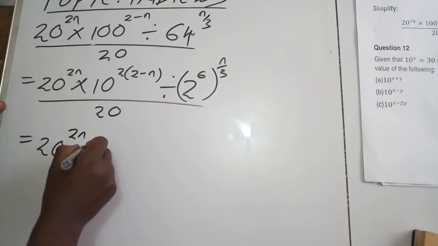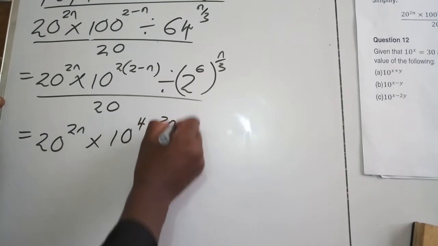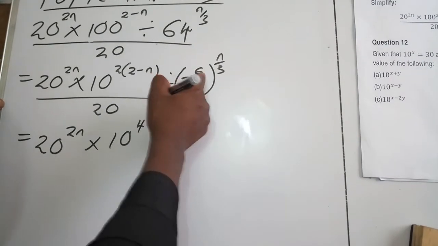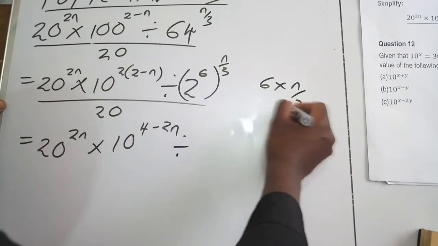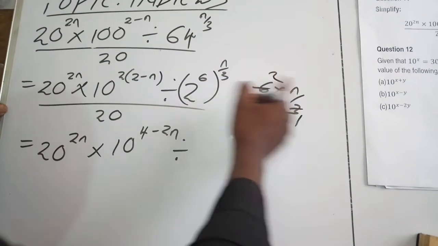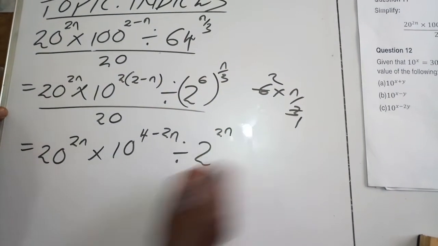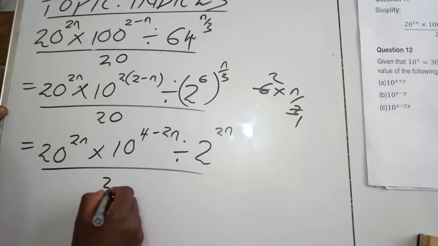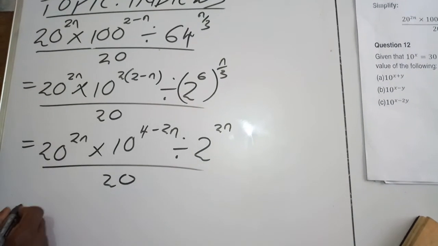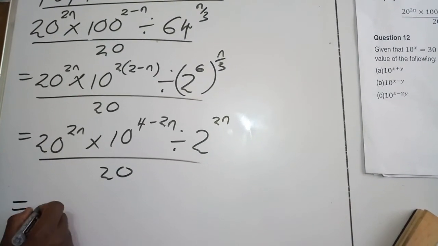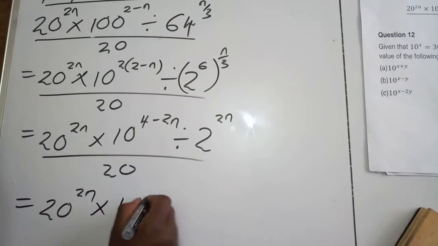Now what shall you have? 20 power 2n times 10 power 4 minus 2n divided by 6. Of course 6 times n over 3, 2 by n gives you 2n. So do you have 2 power 2n, of course, over 20. Now we proceed. I'll have 20 power 2n times 10 power 4.